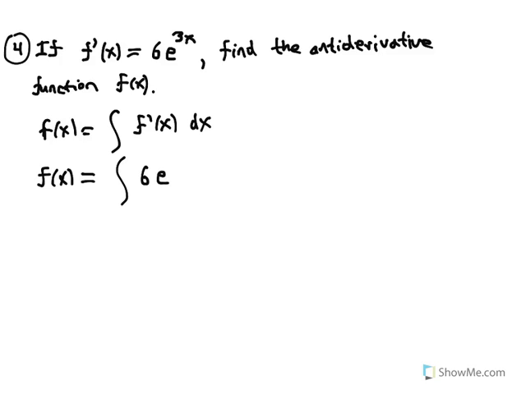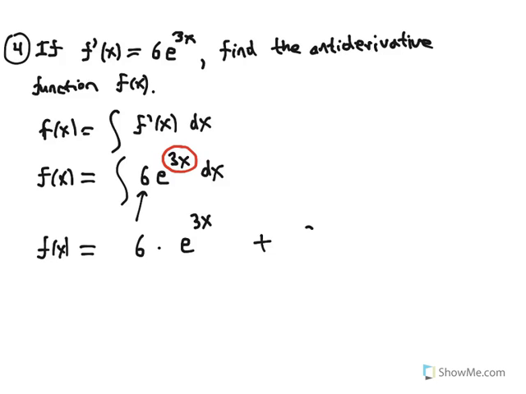So f prime of x is 6 times e to the 3x. So now we have to think backwards. So we know that the derivative of the natural exponential function is itself. So an antiderivative of the natural exponential function would also be itself. The only issue is we have a composition of functions here where the inside function is 3x. So we should definitely have the constant multiple 6. We should have e to the 3x.